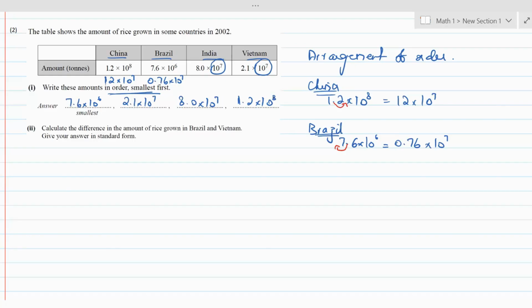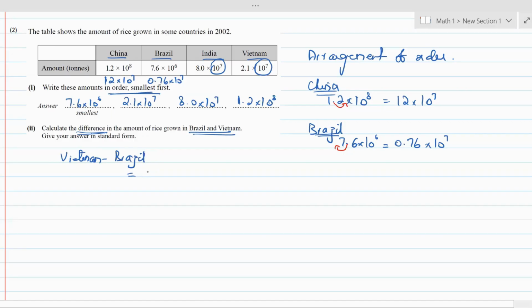Part 2 says calculate the difference of the amount of rice grown in Brazil and Vietnam. They are saying difference. So difference means subtraction. For subtraction, it says Brazil and Vietnam, so it has to be the bigger value minus the smaller value. We have Vietnam as the bigger value and Brazil as the smaller value. So we do Vietnam minus Brazil.